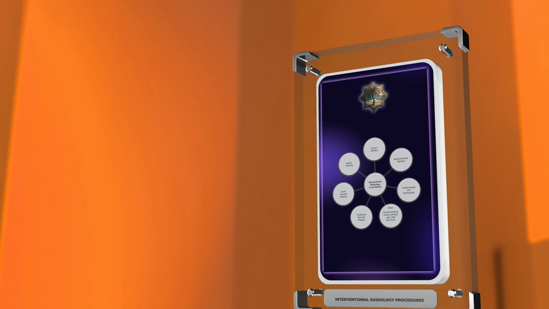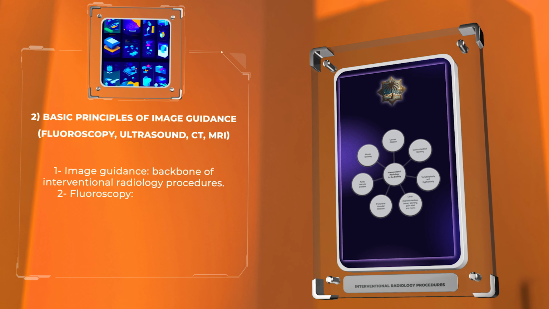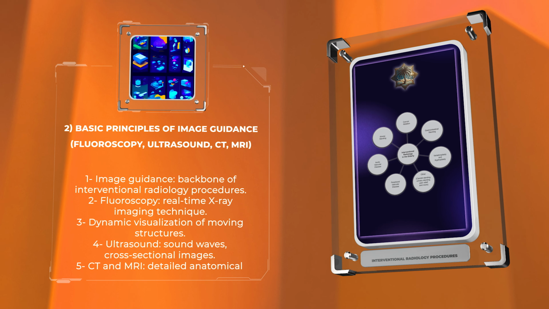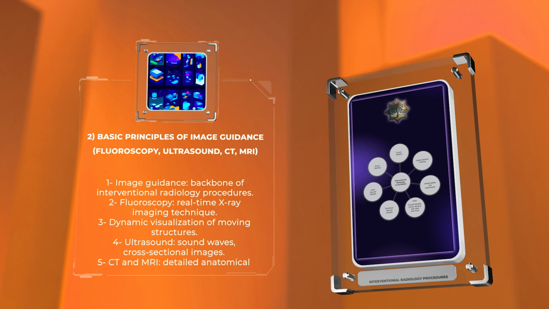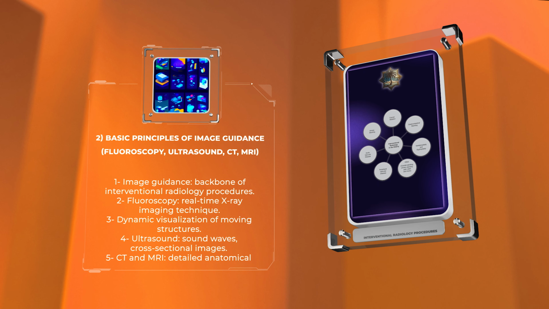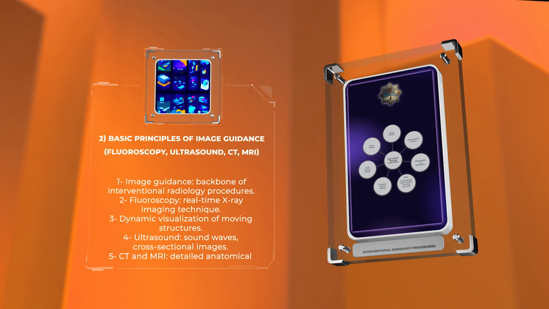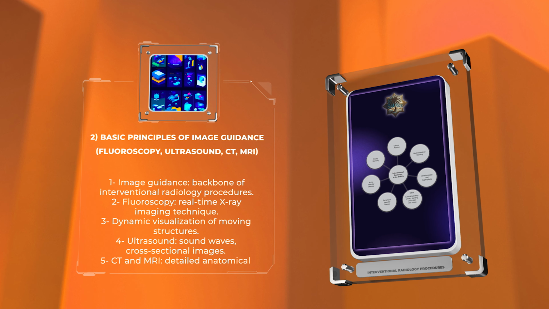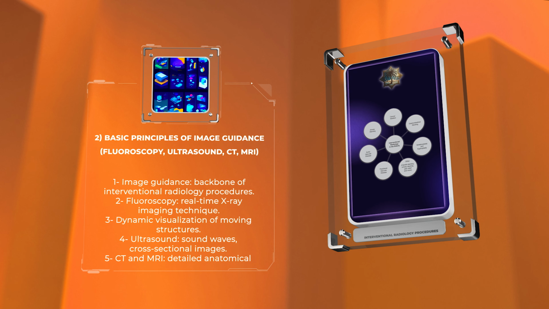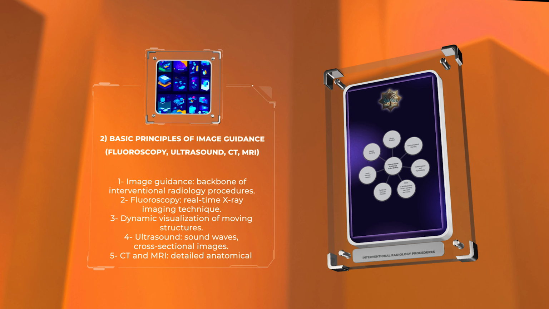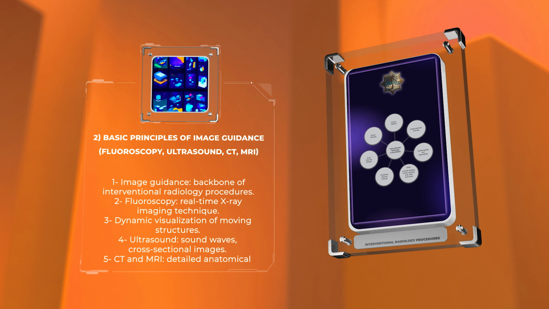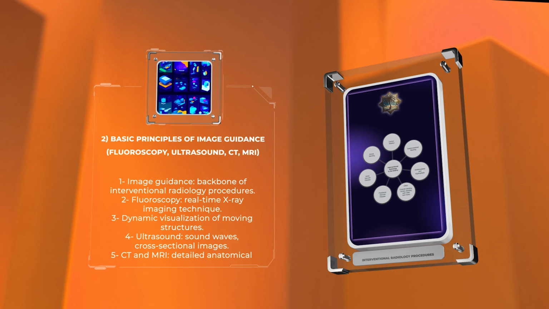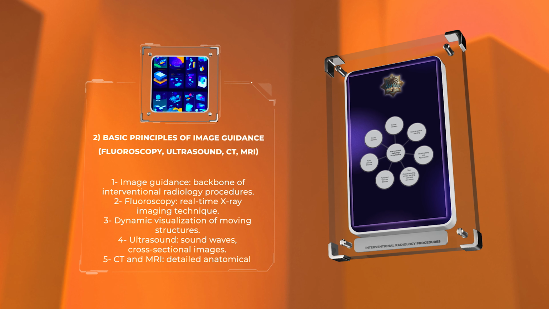Image guidance is the backbone of interventional radiology procedures. Fluoroscopy, a real-time X-ray imaging technique, allows for dynamic visualization of moving structures, making it invaluable for procedures like angiography and stent placement. Ultrasound, on the other hand, utilizes sound waves to generate cross-sectional images and is commonly used for procedures involving vascular access and biopsies. CT and MRI offer detailed anatomical imaging, aiding in accurate planning and guidance during complex interventions.